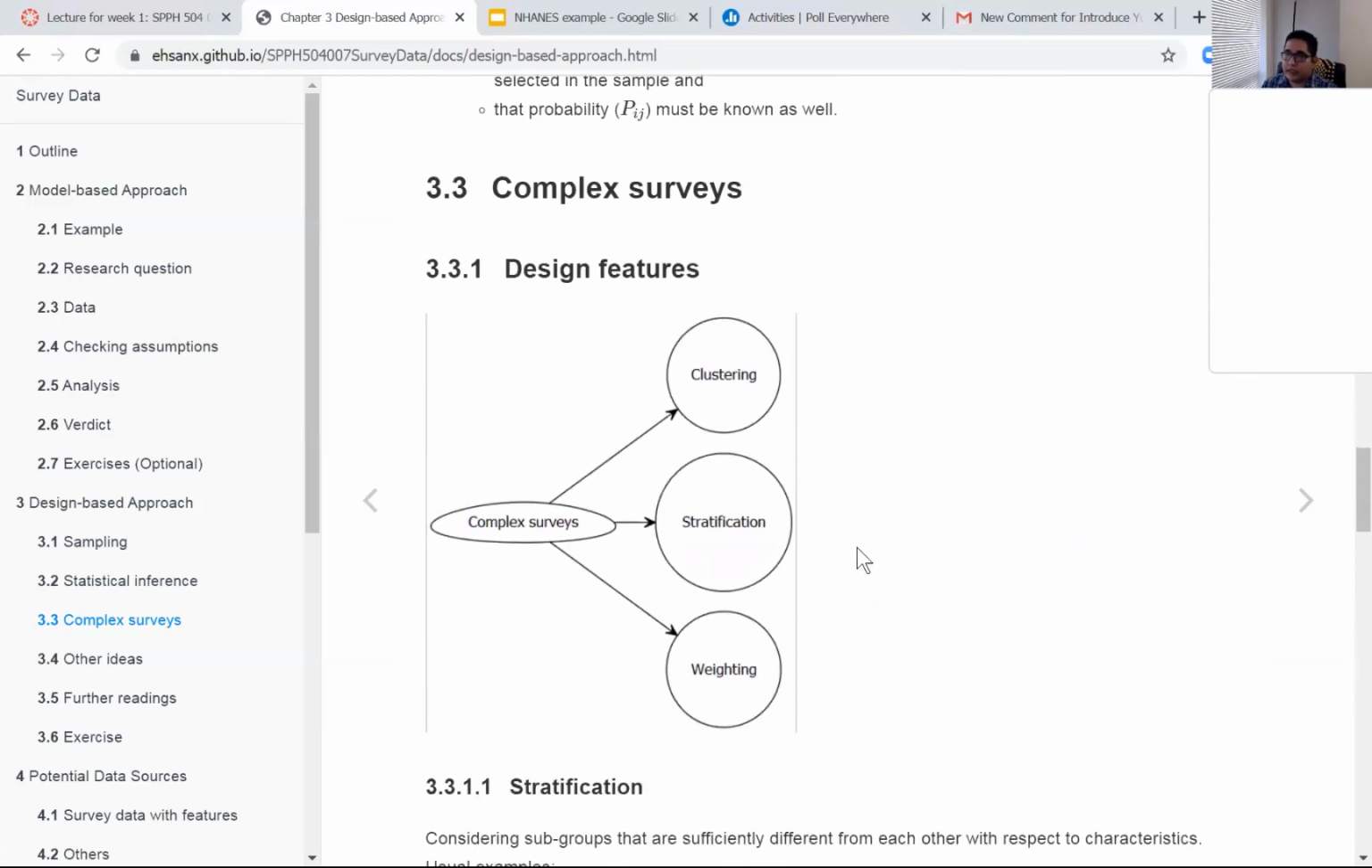All right, so simple random sampling is one way to sample. Cluster sampling is another way to sample. Stratification is another way to sample. But sometimes it is necessary to combine all of these different types of sampling in your sampling design, and that is known as a complex survey.